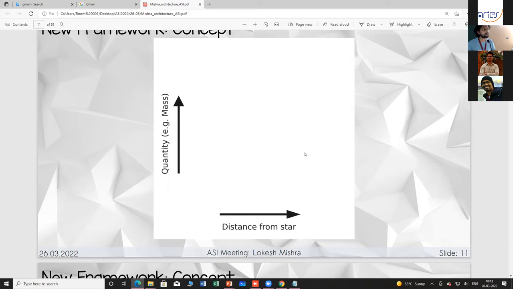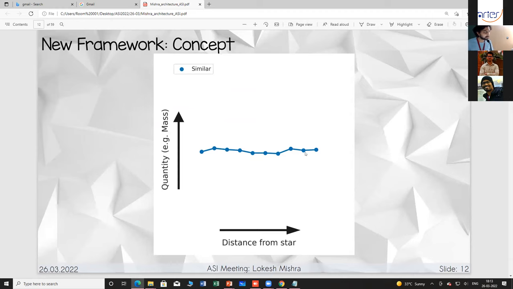Then you try to put in all kinds of variation. Maybe there are some systems where these blue dots are planets, and because of the y-axis, they denote the mass of the planet. What this shows is that the masses of the planets in this system are not very different. They are very similar to each other. So I call this the similar kind of architecture.